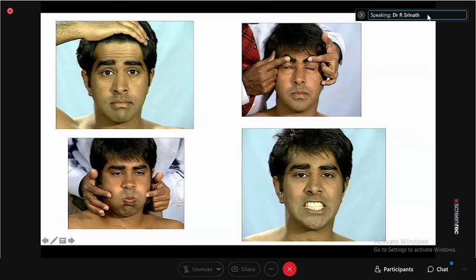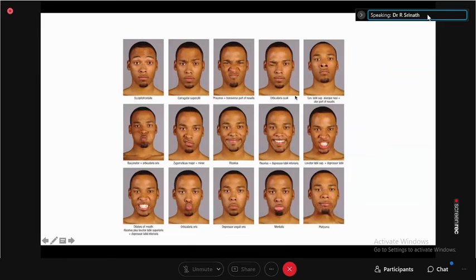There are certain other tests wherein you ask him to protrude the chin so that the masseter is also seen, and then ask him to tighten his neck so that the platysma is also seen. These are the various muscles which can be put into action. Each of these muscles may not be required to be tested in every individual patient.